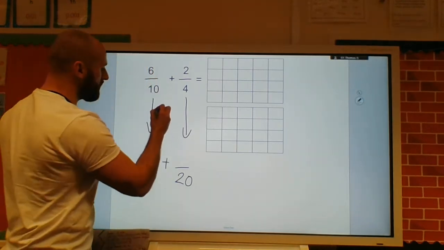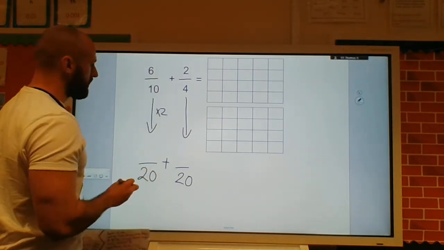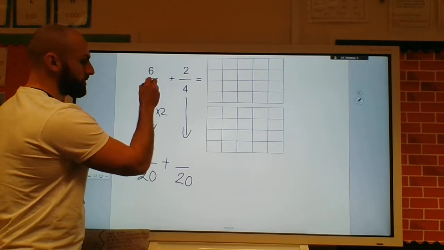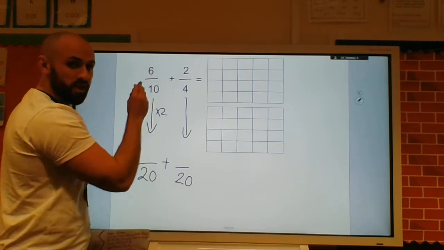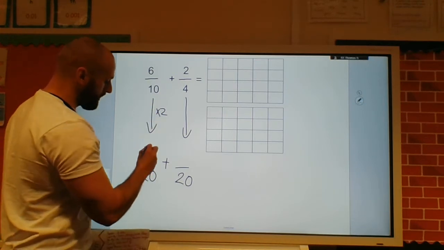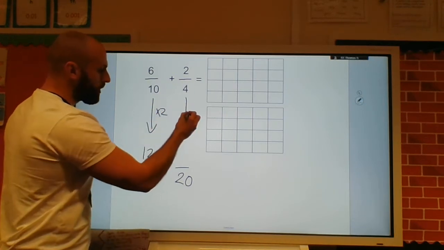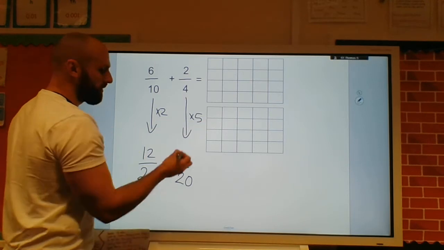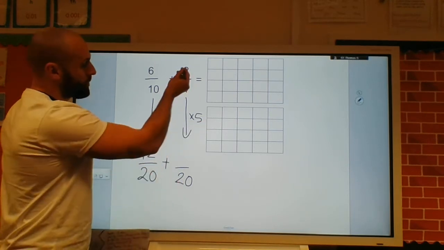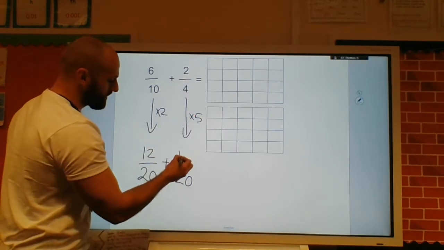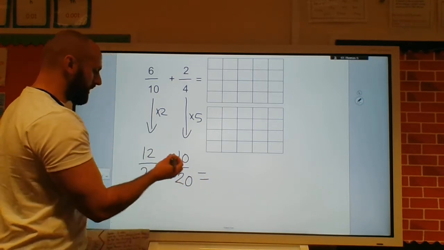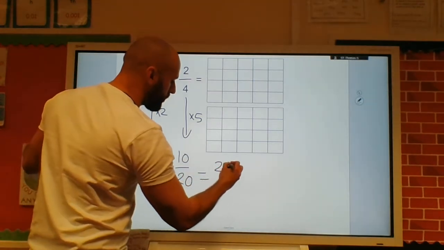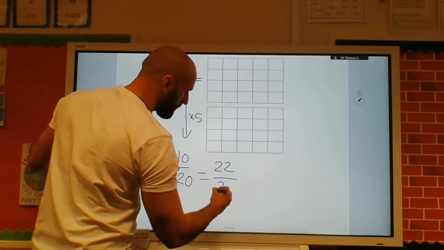Well, to make 10 into 20, I times by 2. Well, whatever I do to the denominator, I must also do to the numerator. So 6 times by 2 is 12. 4 times 5 gives us 20. So 2 times 5 is 10. So I add those two together, and that gives me 22 20ths.